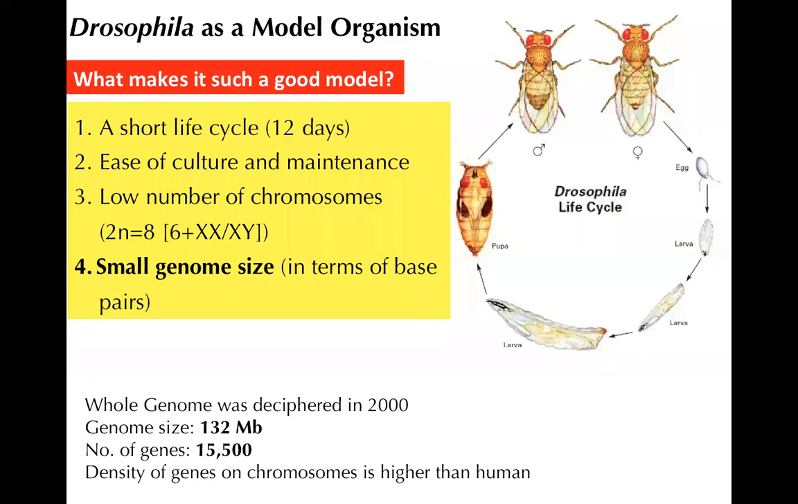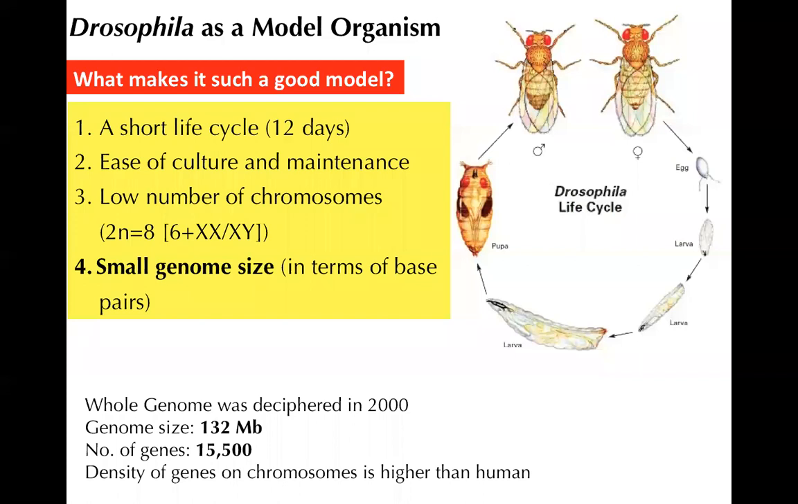The whole genome sequence of Drosophila melanogaster was deciphered in the year 2000. The actual genome size of Drosophila is 132 Mb, that means 132 followed by 6 zeros, 132 million bases. If we count the bases from the first chromosome till the last chromosome, it has 132 million bases. It contains around 15,500 genes on these 4 chromosomes. The number of genes in a given location is the density of the genes.